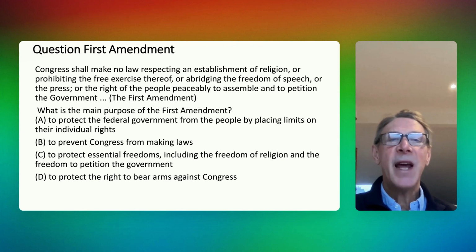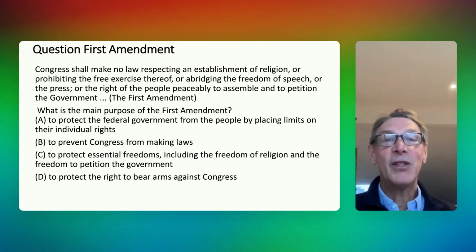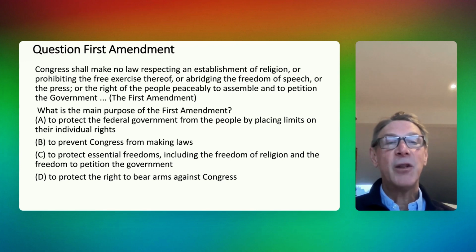C, to protect essential freedoms, including the freedom of religion and the freedom to petition the government. Well, that looks pretty much exactly what it's about. But let's check D. D, to protect the right to bear arms against Congress. Well, it doesn't make any mention of that. So the answer to this one is C.